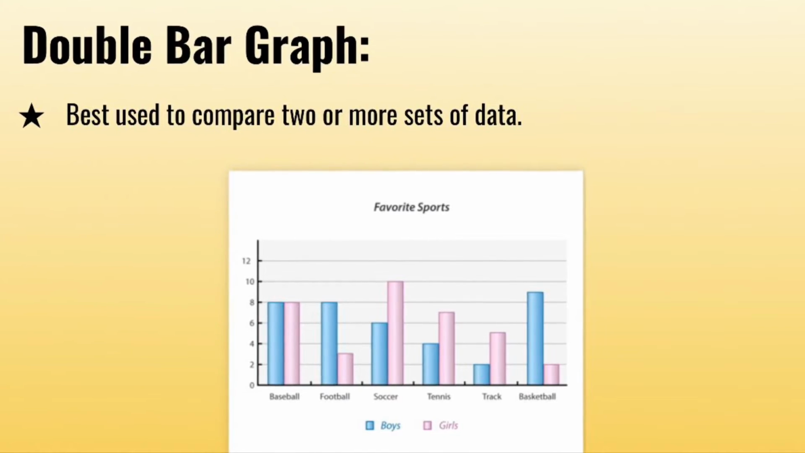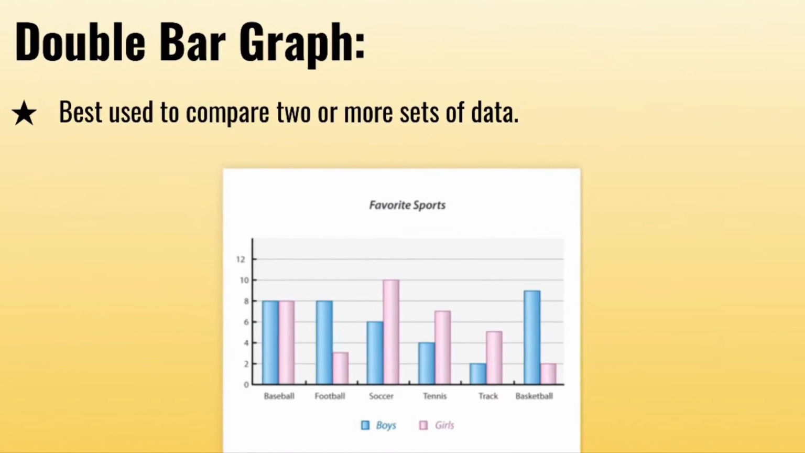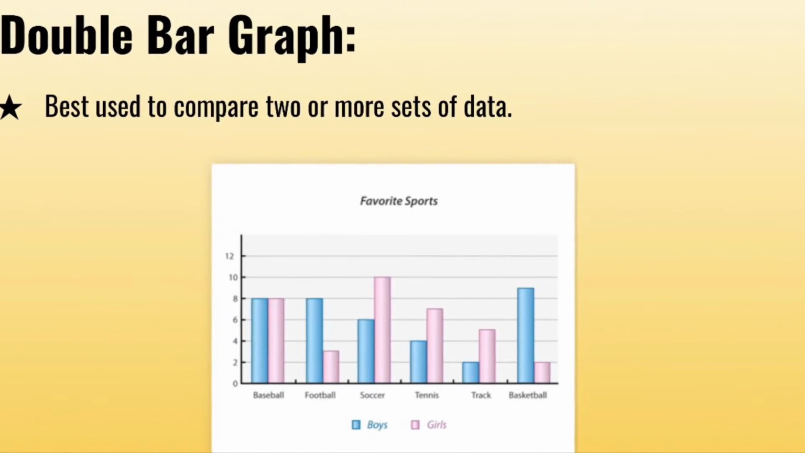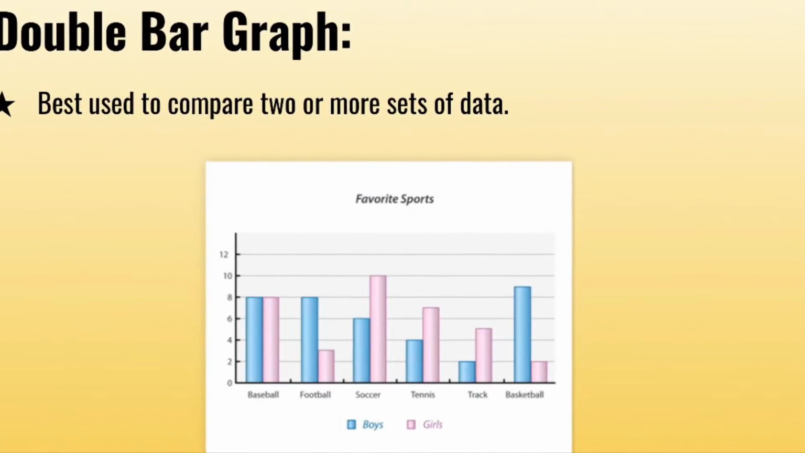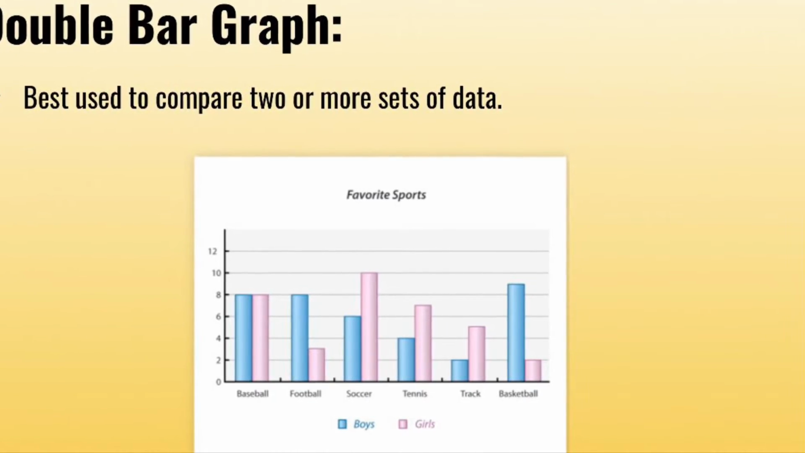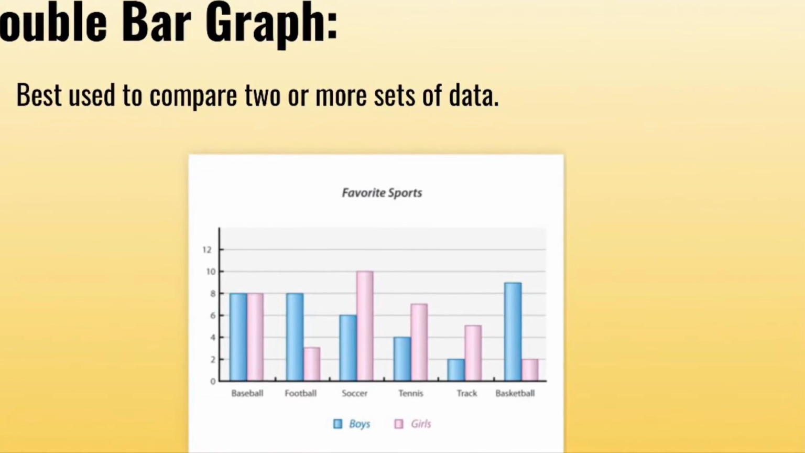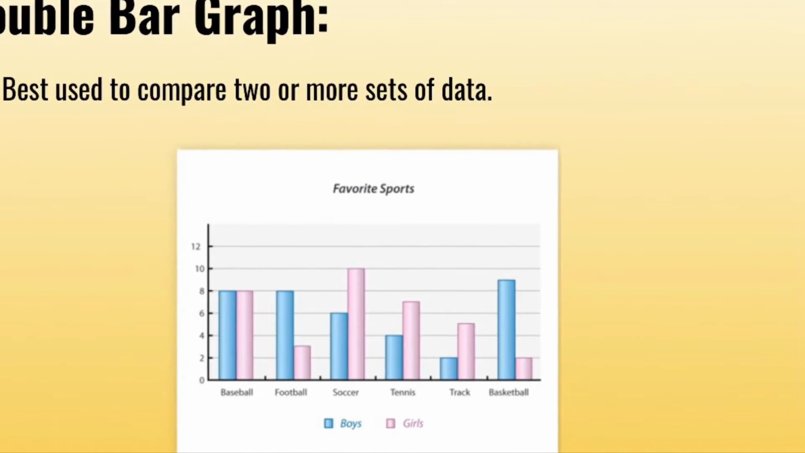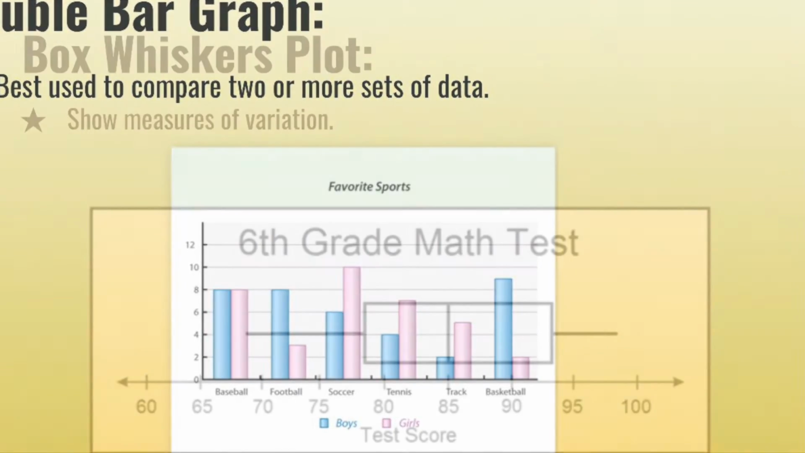The next graph is the double bar graph. Double bar graphs are best used to compare 2 or more sets of data. In this particular example, you have favorite sports among boys and girls, and it compares the data between both groups. For example, 8 girls and 8 boys both like baseball the most.